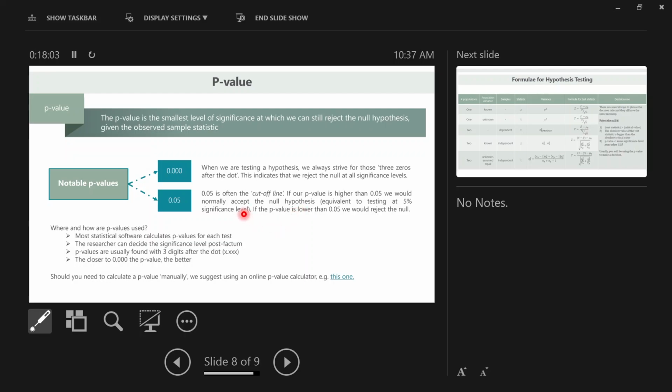So we are saying that 0.05 is often the cutoff line. If our p-value is higher than 0.05, we will normally accept the null hypothesis, equivalent to testing at the 5% significance level. And if the p-value is lower than 0.05, we will reject the null hypothesis. In most cases, this part is very important to assist you in making the decision. You look at whether your p-value is less than 5% or more, then you accept or reject the null hypothesis.